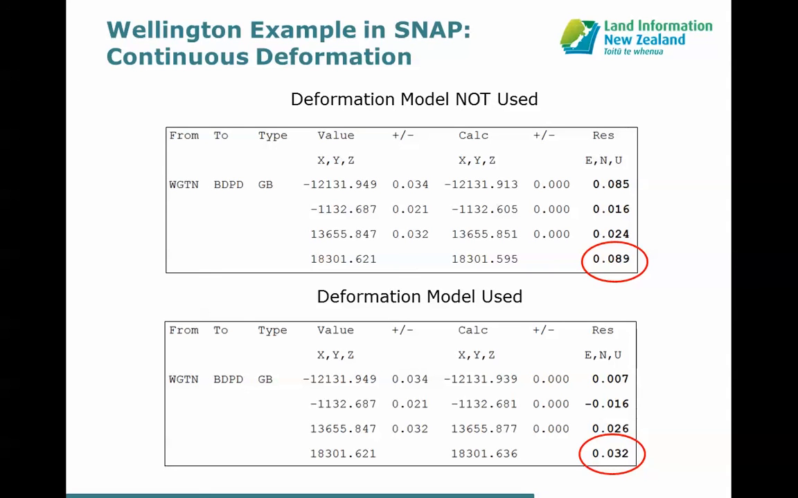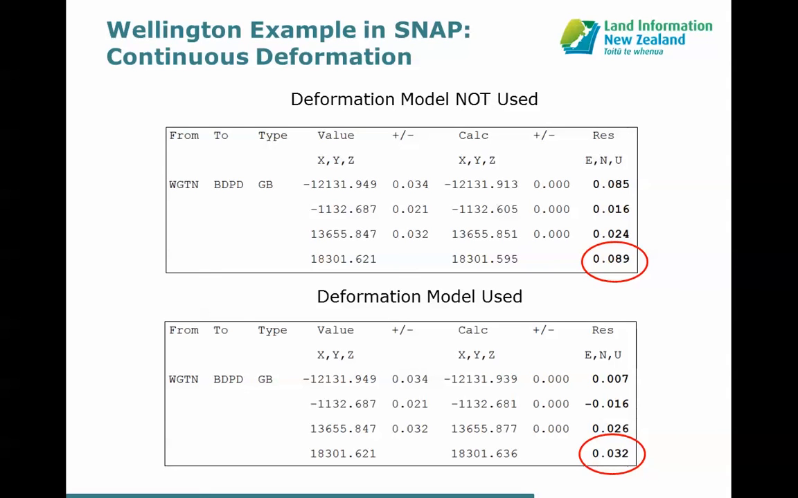And when we hold those two marks fixed and look at how well our measurement agrees with it, we see that overall there's a discrepancy of 89 millimetres. 85 millimetres in the east component, 16 in the north, and 24 in the up component. Now that's more than we would expect for making a high quality GNSS observation over this distance. But again, I reiterate, the deformation model is not used in this case.